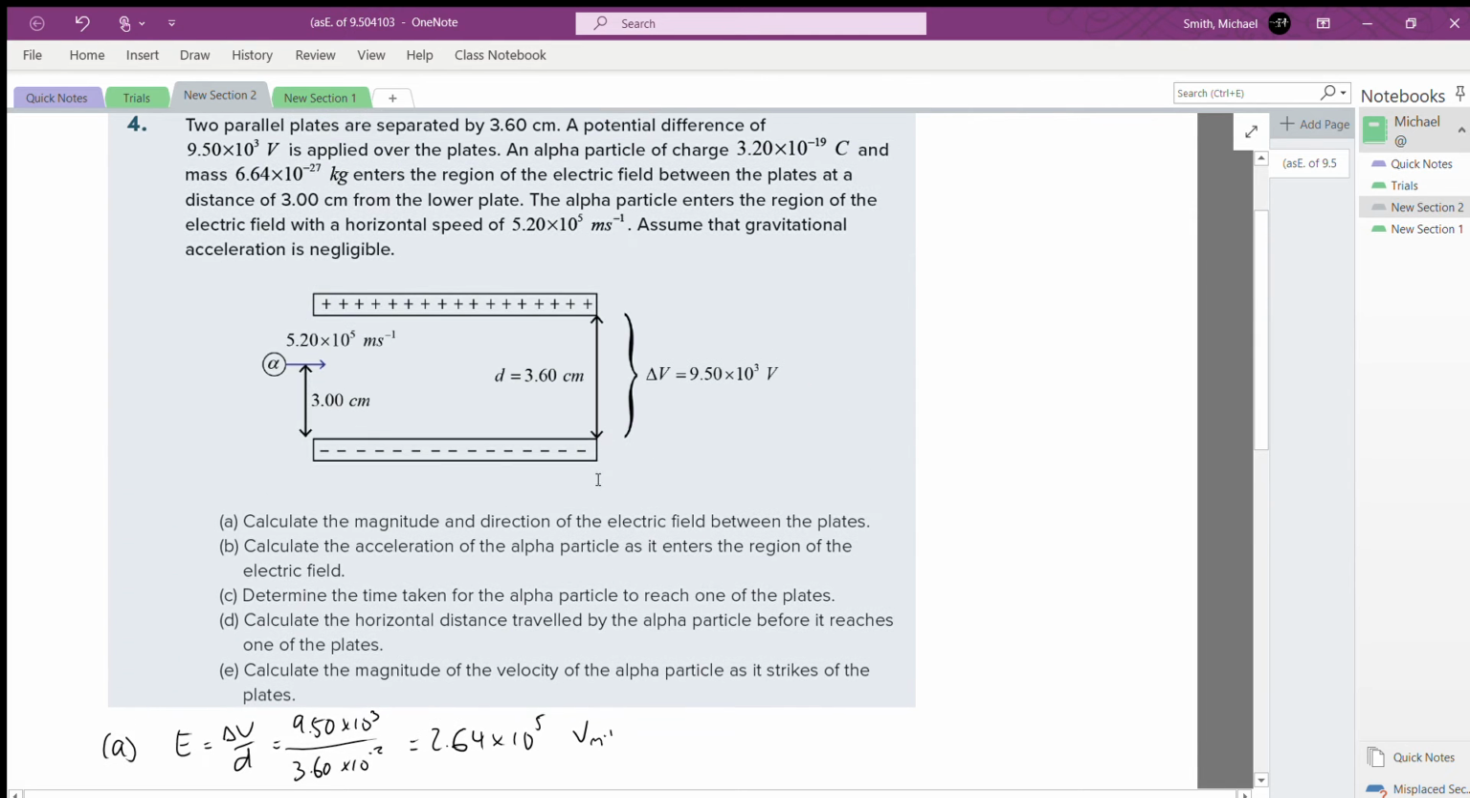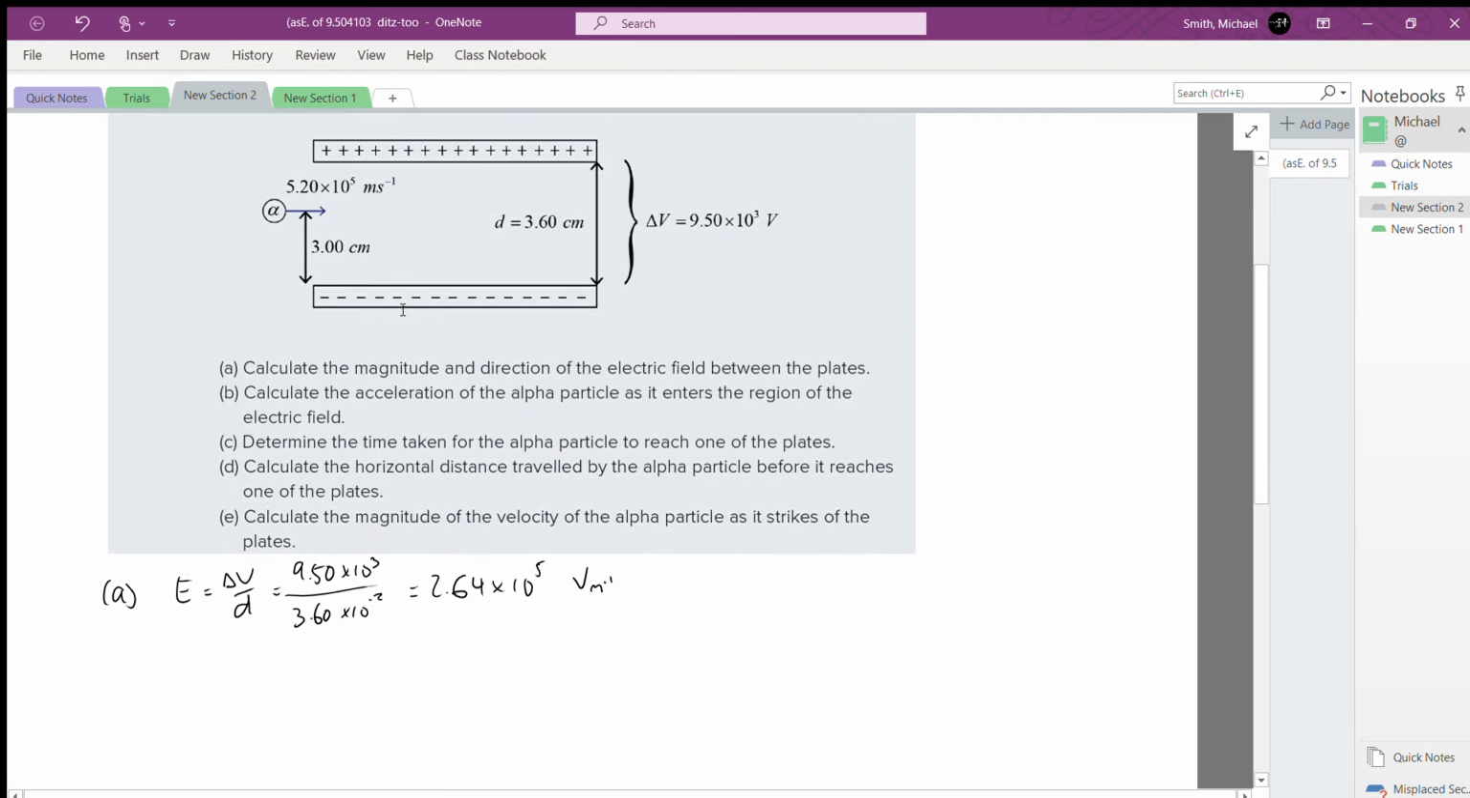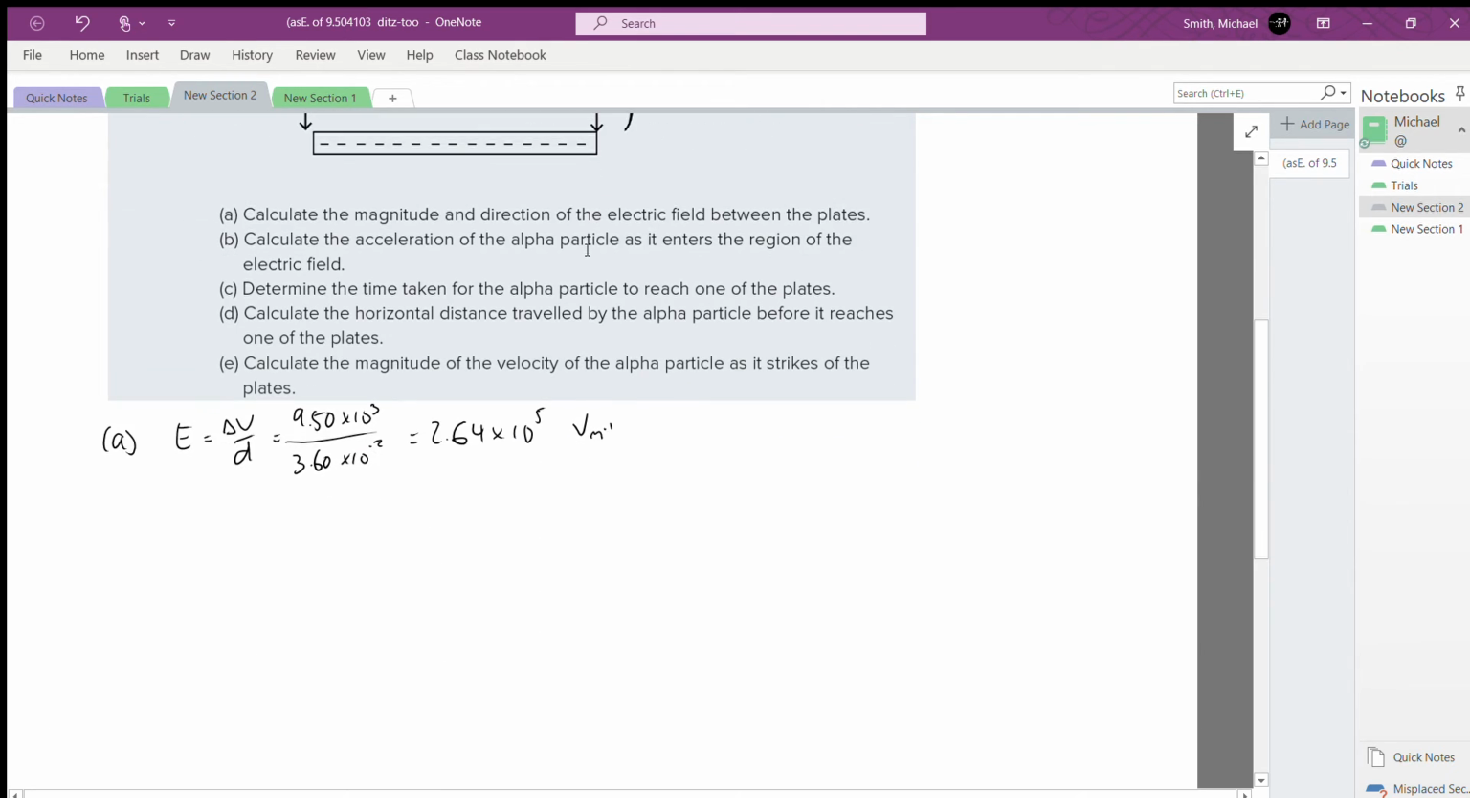Now the direction is the direction that a positive charge would move if placed in that field, and so here a positive charge would be attracted towards the negative plate, so here the direction is towards the negative plate.